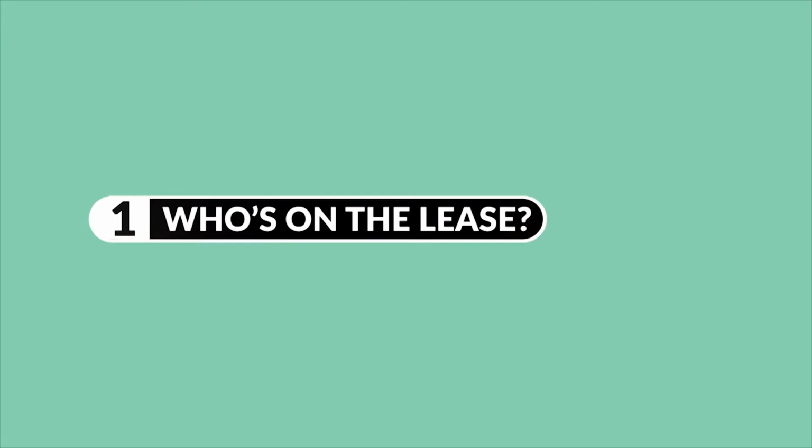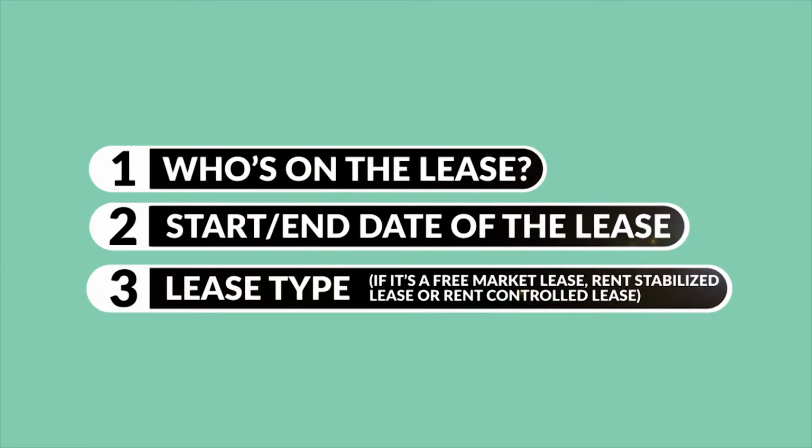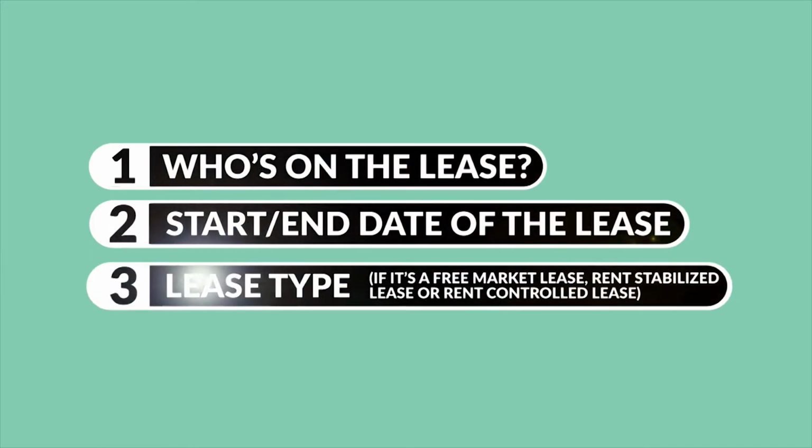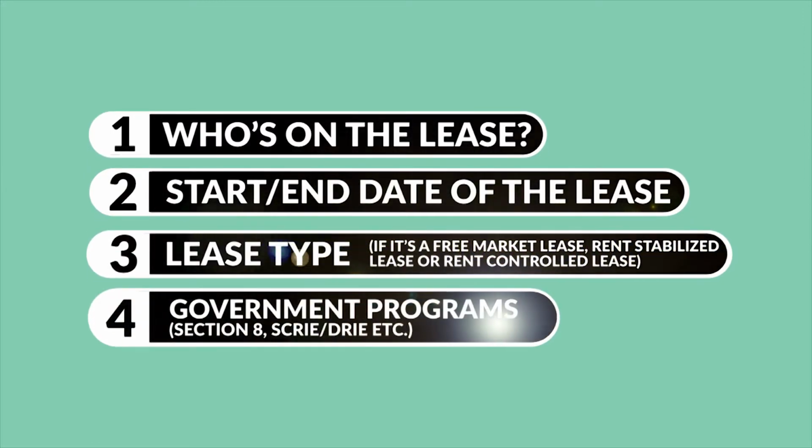The rent roll has information on: number 1, who's on the lease. Number 2, the start and end date of the lease. Number 3, what the lease type is. For example, if it's a free market lease, rent stabilized lease, or rent controlled lease. 4, if there are any government programs like Section 8 or SCRIE.